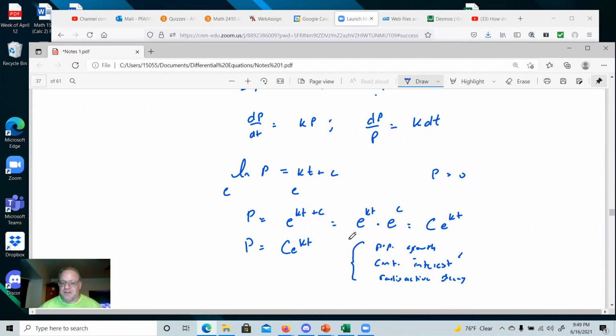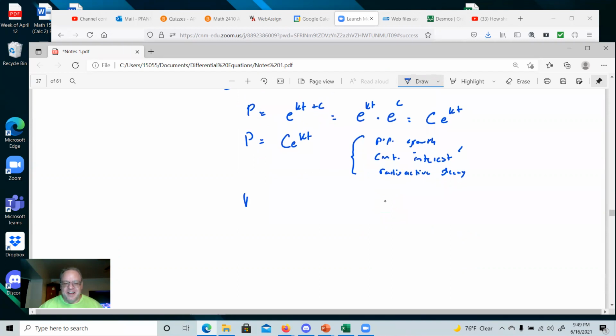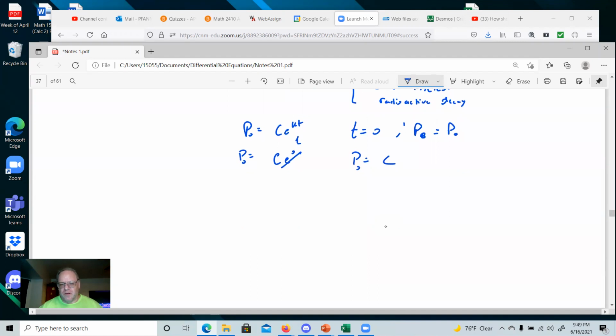We did a great job. We have P is equal to C e to the kt. We're told at time equals 0 that we had an initial value, P was equal to P naught. So P equals C e to the 0, and e to the 0 is 1. So we just have P naught is equal to C. So our formula so far is P equals P naught e to the kt. I promise it gets harder. Now you need the next piece of information.